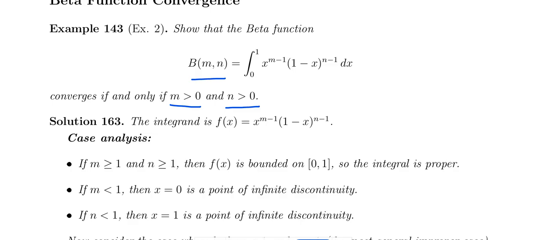So if the m minus 1 value is negative, then it approaches infinity at the point x equal to 0. In the same way, if n minus 1 is negative, then at the point x equal to 1 it approaches infinity. If it is positive, then it approaches 0. That is why the condition m is greater than 0 is given here.